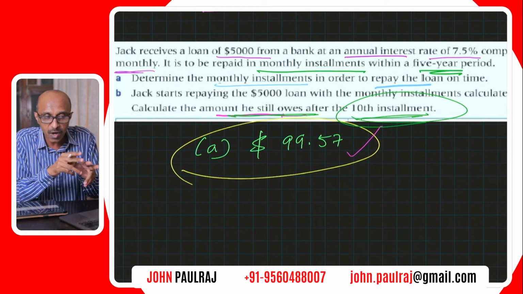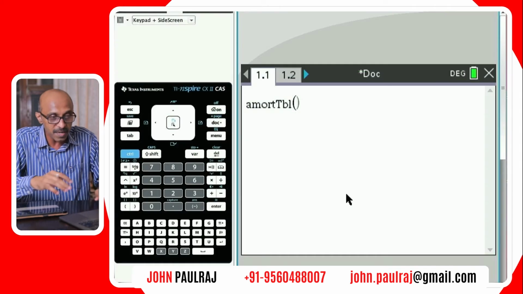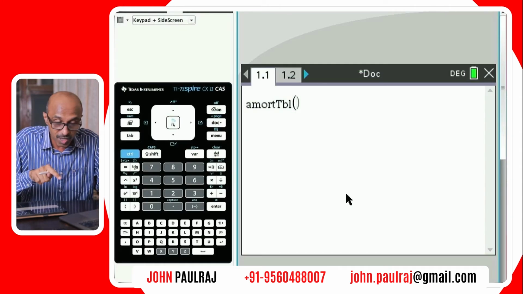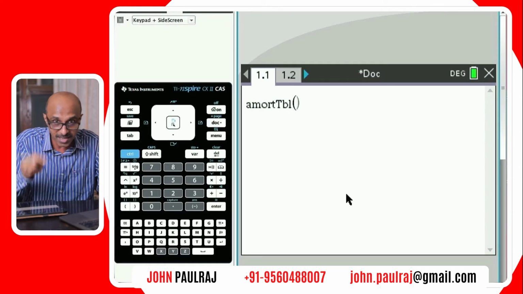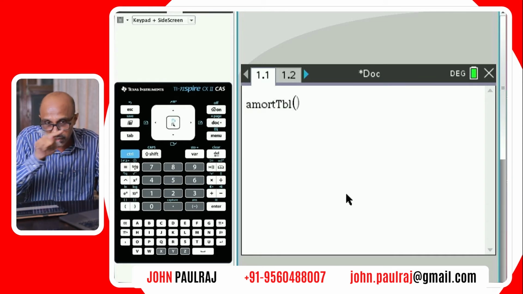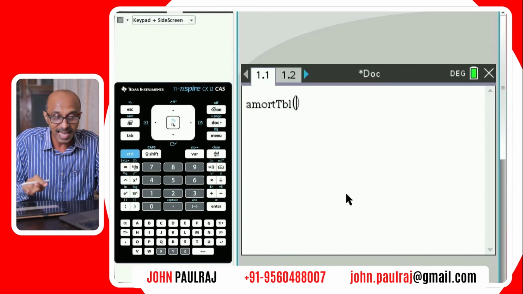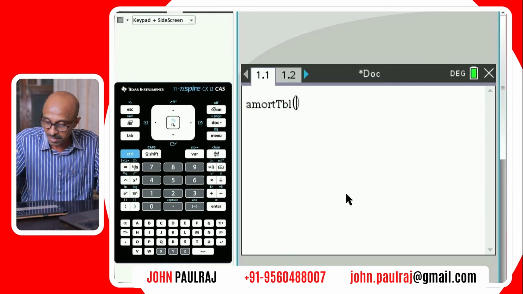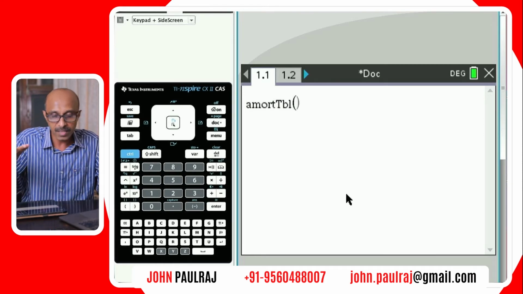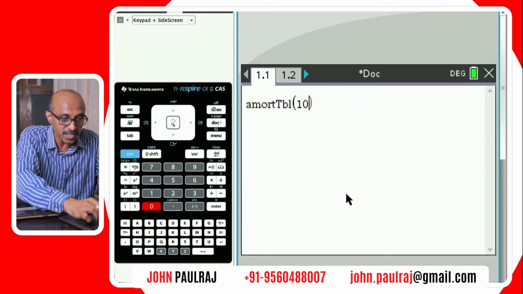So when you put 10 into the first field, the table that's generated is going to have entries from 0 to the 10th entry. That means each repayment, the first, the second, the third, all the way up to the 10th repayment. And at the end of the 10th repayment, the entry in the fourth column corresponding to the 10th repayment will be the amount that he still owes the bank. Okay, so I'm just going to enter 10.